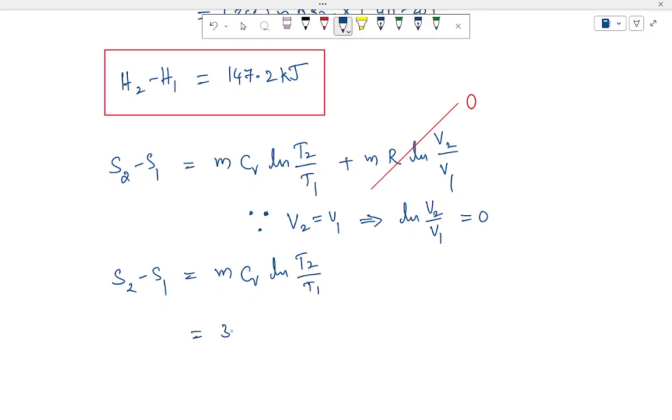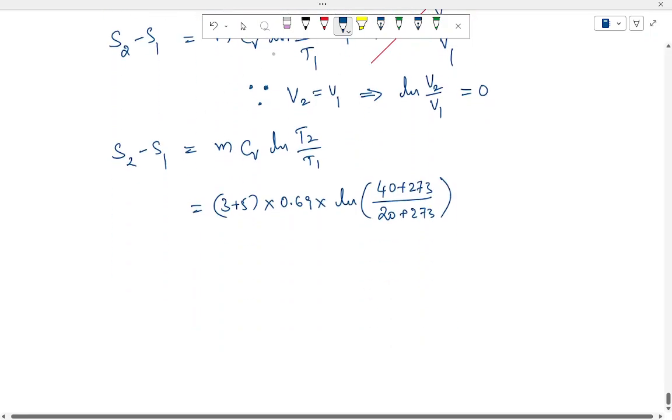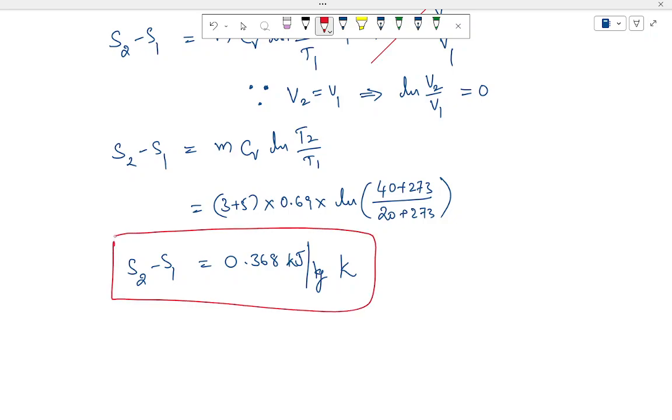So the m value is 3 plus 5 in the question. And the Cv you have found out in the previous sub question. The value is 0.69 and the ln is given as 40 plus 273 here and 20 plus 273 are the values of temperature here, so that it will give you S2 minus S1 equal to 0.368 kilojoule per kg Kelvin. So that is the S2 minus S1 he is asking you to find.